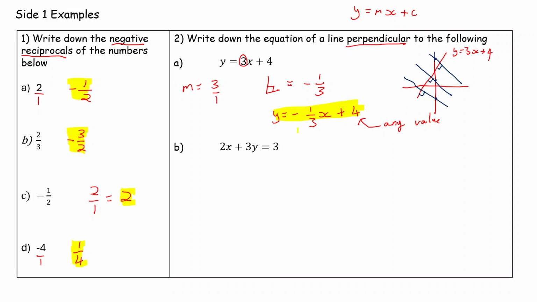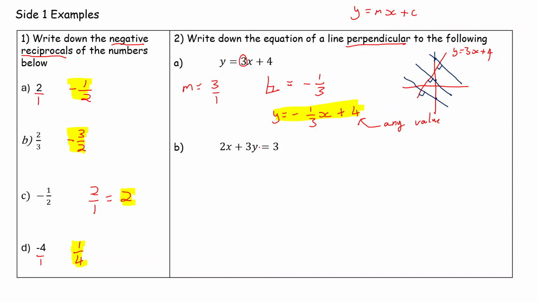Part B is a bit trickier, so you've got to be a little bit careful here. It's saying write the equation of a line perpendicular to 2x plus 3y equals 3. That is still an equation of a line, but it's not in the form y equals mx plus c. I've got to make sure it is in that form. So I've got to do a little bit of rearranging first.